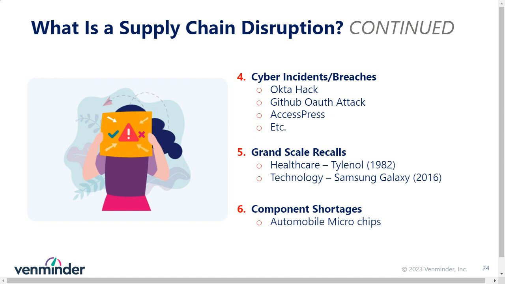Grand-scale recalls are also an example of supply chain disruption. Back in 1982, there was the major Tylenol recall. More recently, Samsung, which is one of the largest smartphone makers in the world, had to recall, I think it was their Galaxy Note 7, because it started bursting into flames because the battery was overheating. And you also have component shortages, such as in the case of automobile microchips.